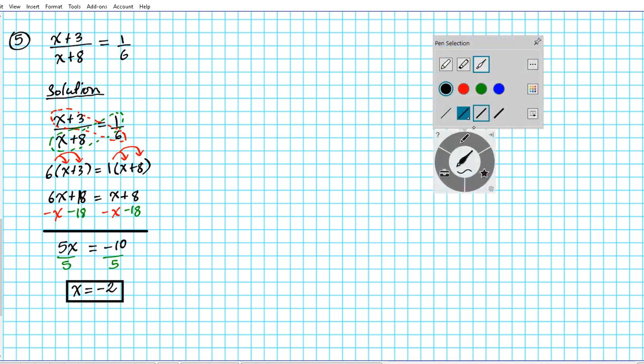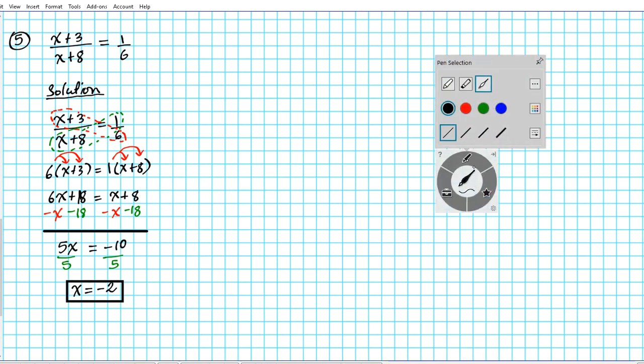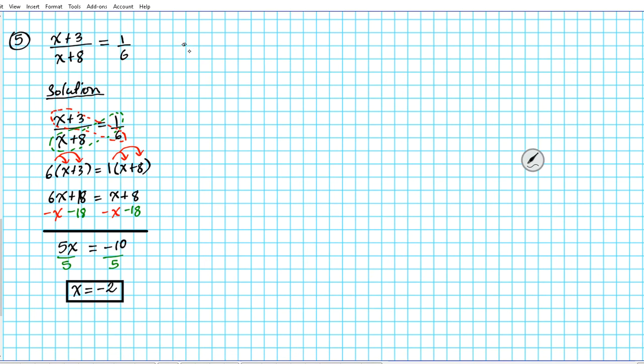Okay, let's take a look at question 6. So for question 6, let's say we have the proportion x plus 9 over 7 equals x over 4. Alright, let's go ahead and try that out. We're going to be using the star method to solve this proportion.